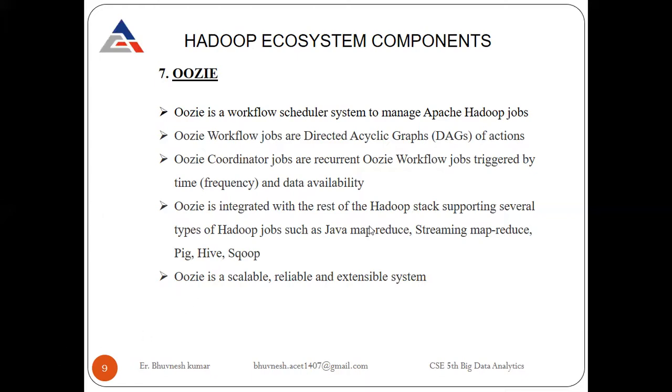Oozie is integrated with the rest of the Hadoop stack, supporting several types of Hadoop jobs. Oozie is integrated with all your other tools, like MapReduce, with your Pig, with your Hive, with your Sqoop; it will integrate and work together. Oozie is scalable, reliable, and extensible. This is the feature of your Oozie; it is scalable, reliable, and extensible according to your environment.